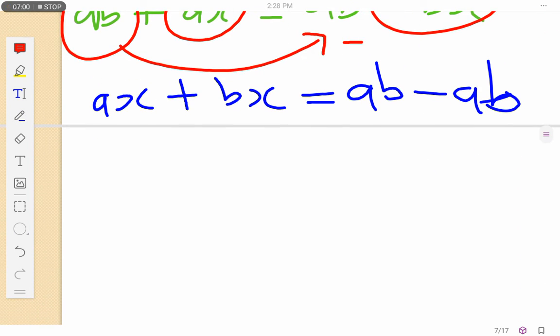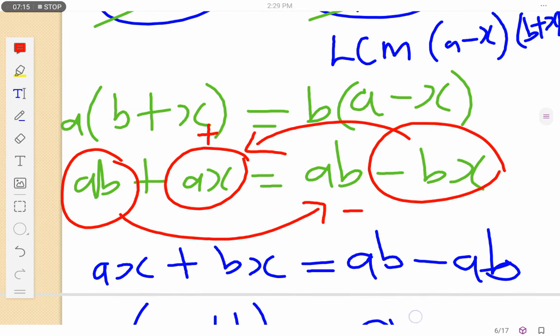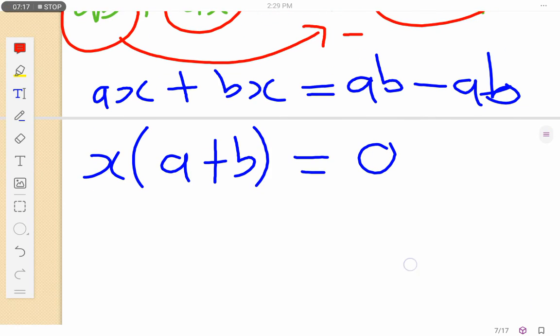Now our x's are common there. We can take out x here. So we have a plus b is equal to ab minus ab. We get a 0 there. Yes, we get a 0.